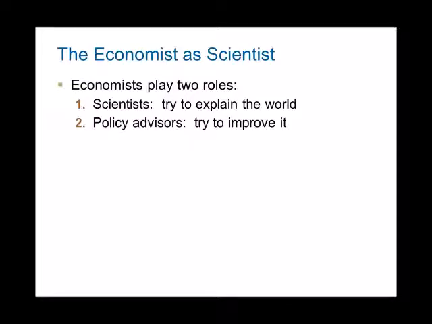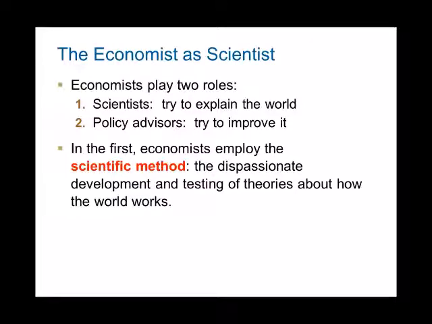The second role that economists play is that of a policy advisor, where they try to improve it. So now that I know that the unemployment rate is 5.5%, is that too high or too low? If it's too high, then what should I do to improve it? What should I do to reduce unemployment? What policies should I implement? So, as policy advisors, they're trying to implement those steps that will improve the world.